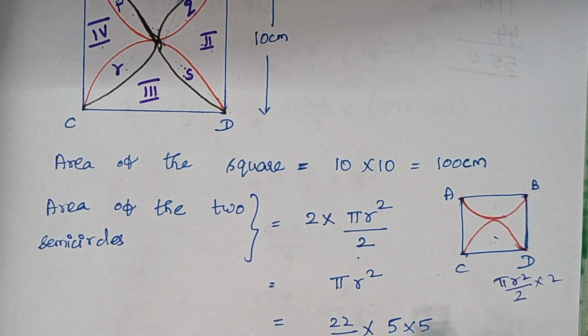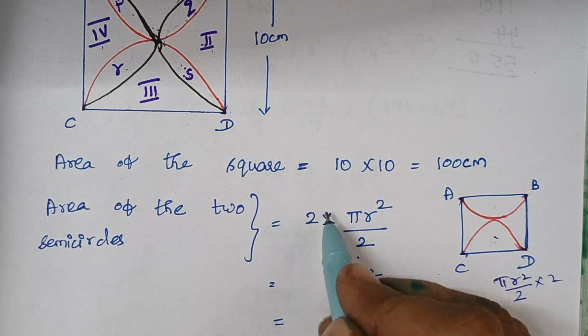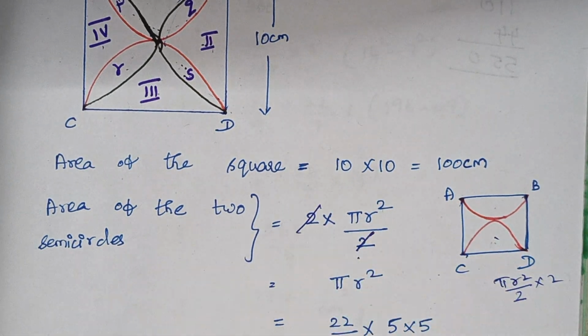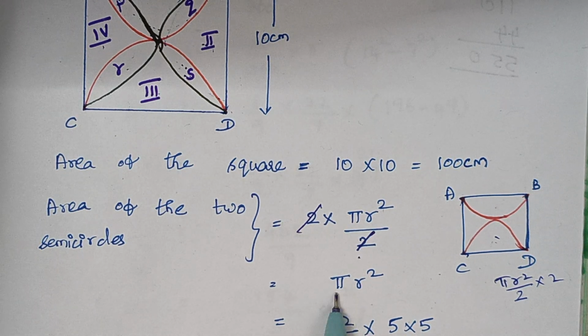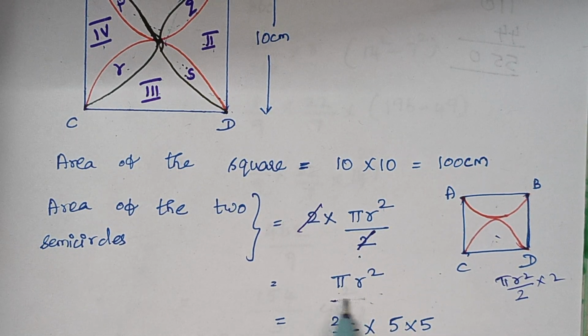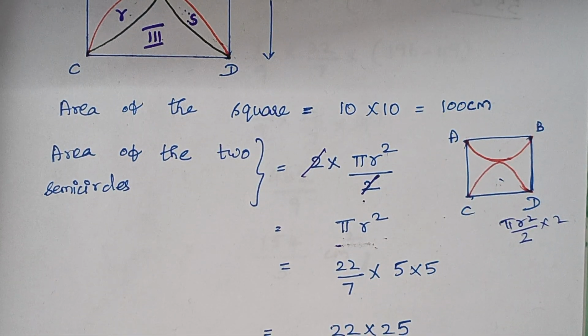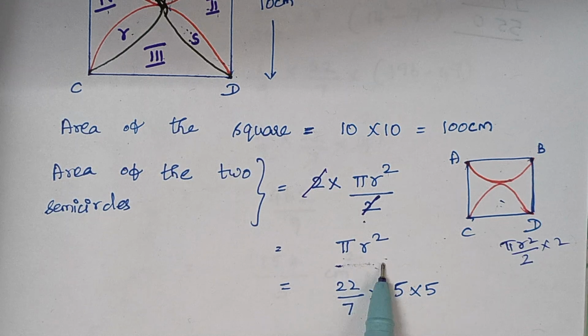But anyway, if you do it in the first step, then these 2's will cancel. This will make your calculation easier. So now the formula has modified to pi r square. So pi is 22 by 7. What about the value of r here?